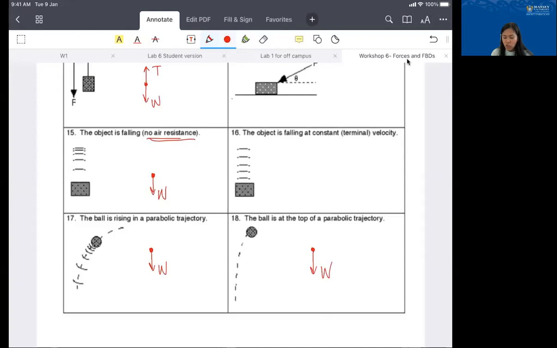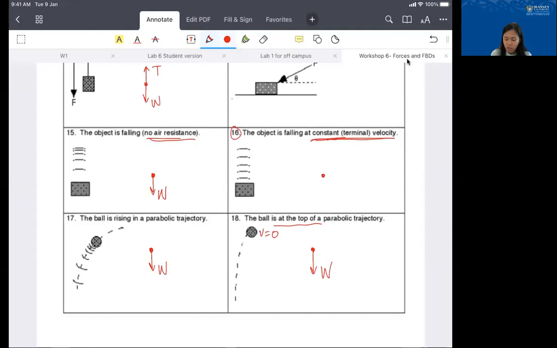Question 18 is the ball being thrown up. It's at the top, so your speed is 0, but even if the speed is 0, there's still a gravitational pull that will pull your object downwards, that will cause it to move downwards, as you've learned in the previous lecture with free fall. Right, question 16, it's a falling object, but it's not a free fall scenario because you have friction there. You're moving at a constant velocity.